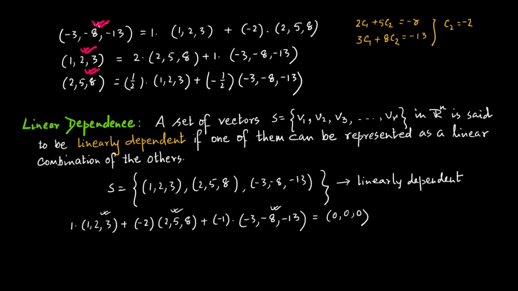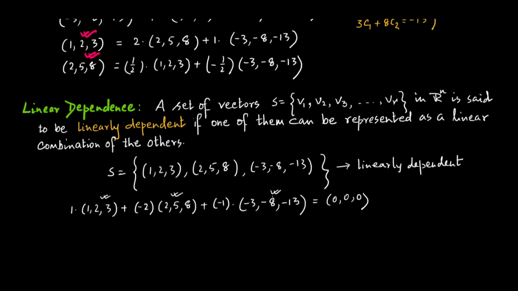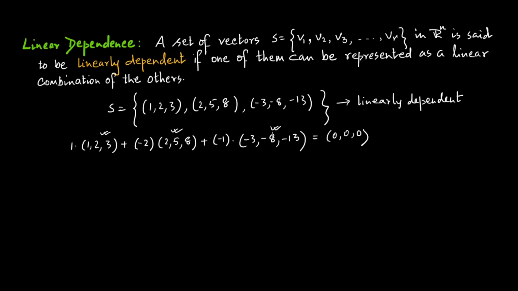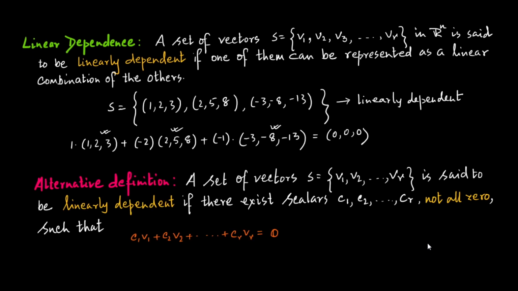Which leads to another, more formal definition of linear dependence. A set of vectors S = {V1, V2, etc., Vr} is said to be linearly dependent if there exist scalars C1, C2, etc., Cr, not all 0, such that C1 V1 plus C2 V2 plus etc. plus Cr Vr is equal to the 0 vector. Note that this condition that the scalars should not all be 0 is very, very important, because otherwise, if all the scalars are 0, then automatically this linear combination would yield a 0 vector. So there is no point in it.